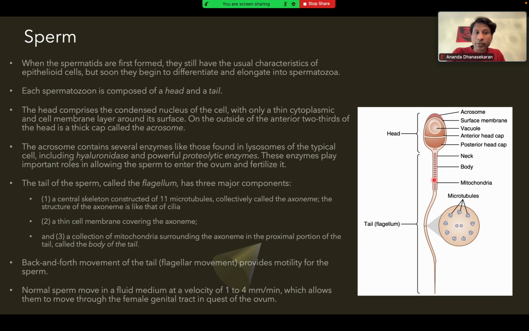The tail of the sperm makes a back and forth movement, which is known as flagellar movement, which is important for the sperms to travel. Usually the sperm travels at a speed of 1 to 4 millimeters every minute. So if you see in a slide, every minute it travels 1 to 4 millimeters.